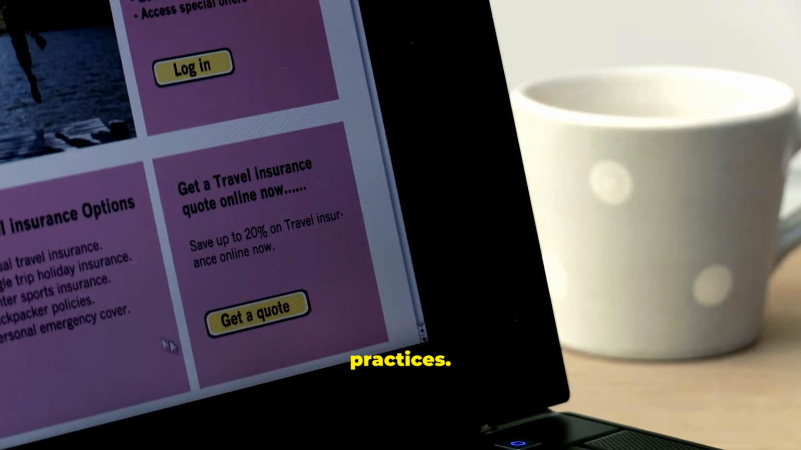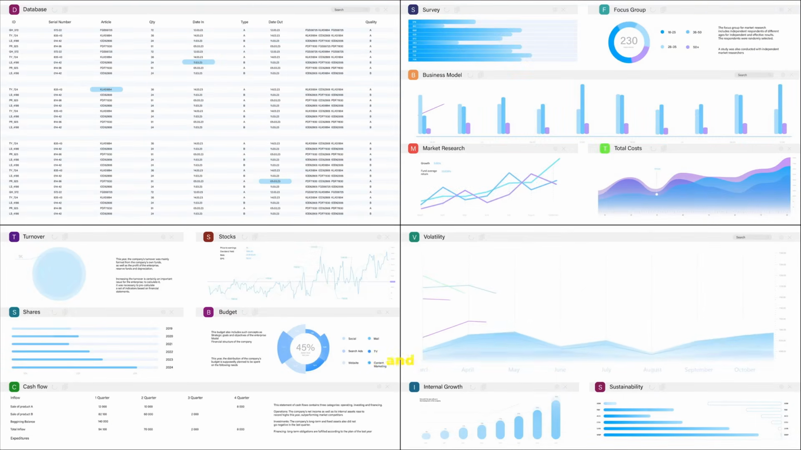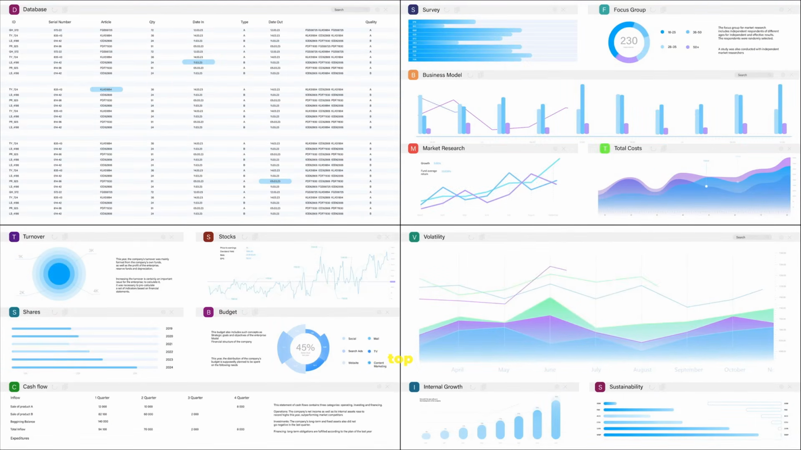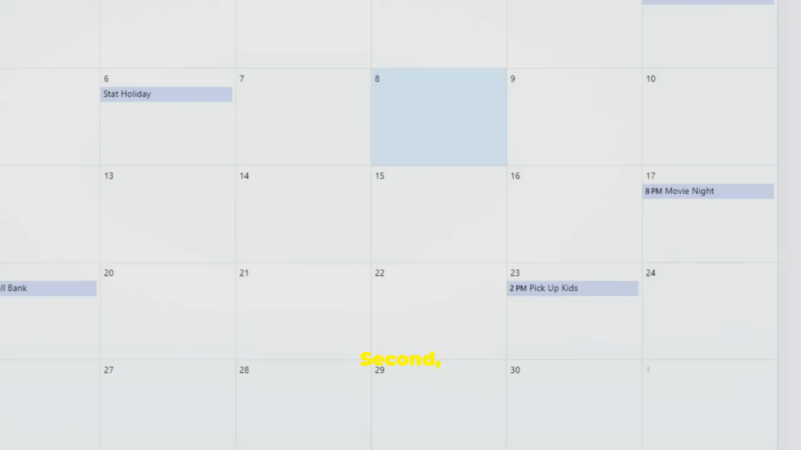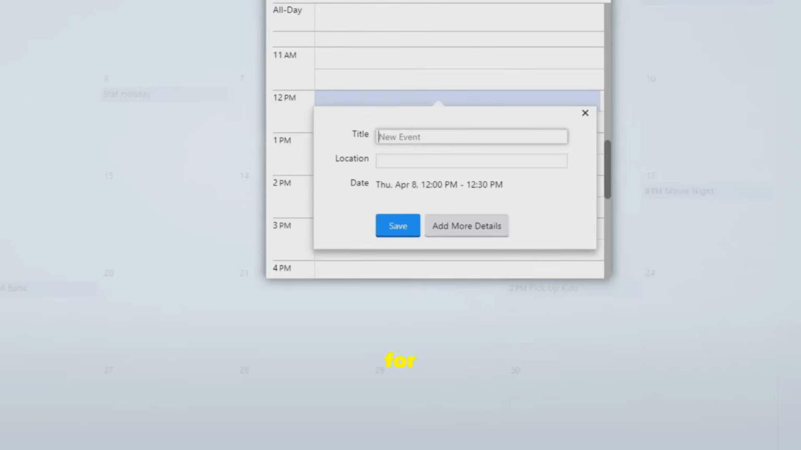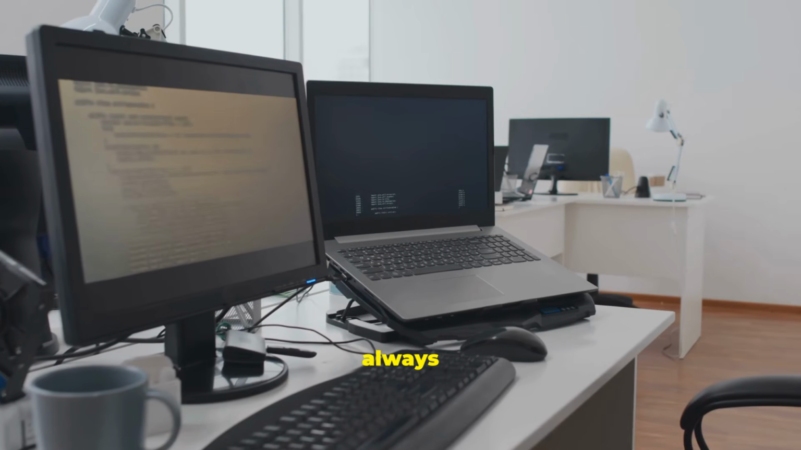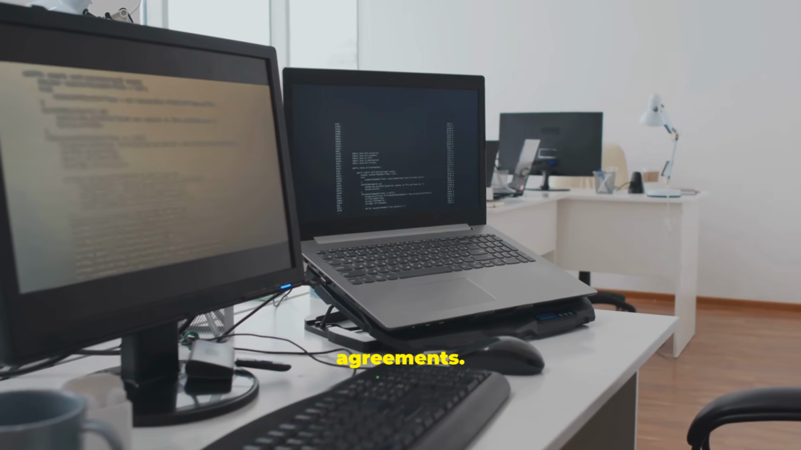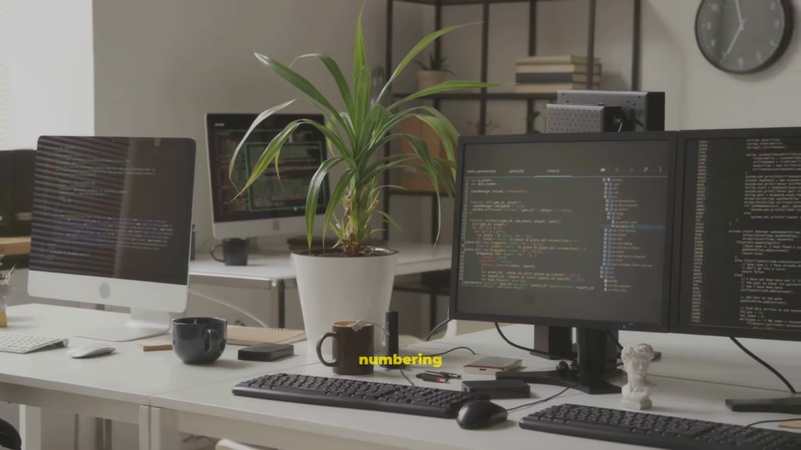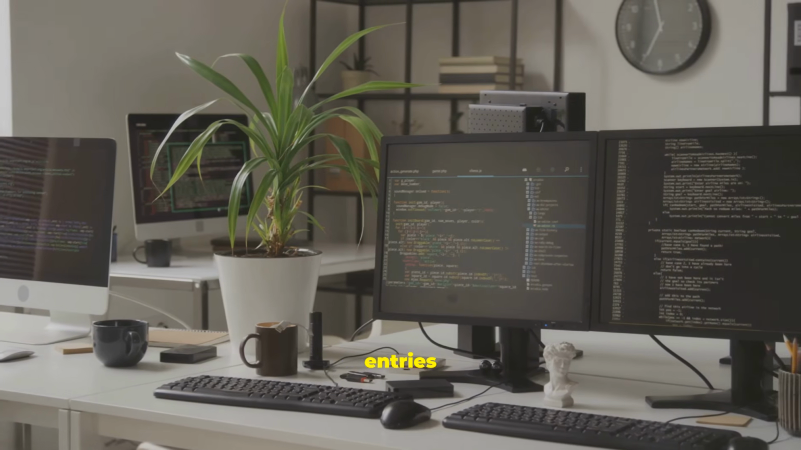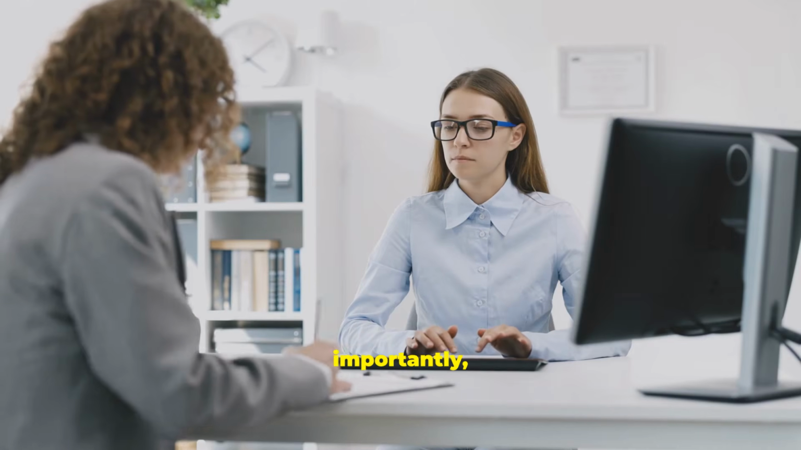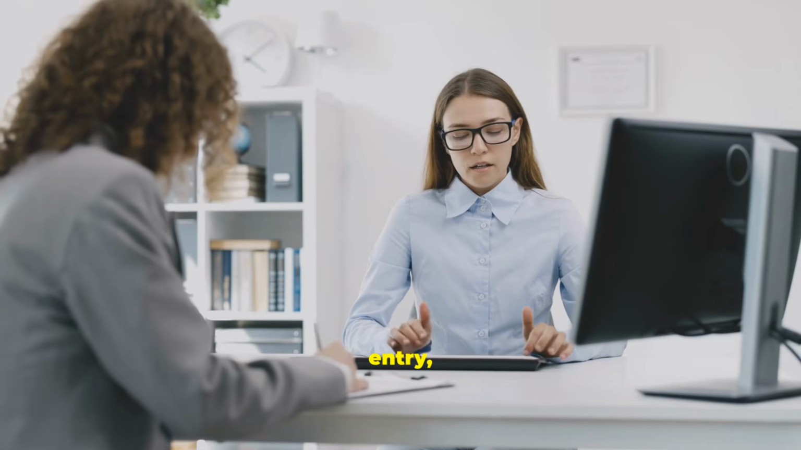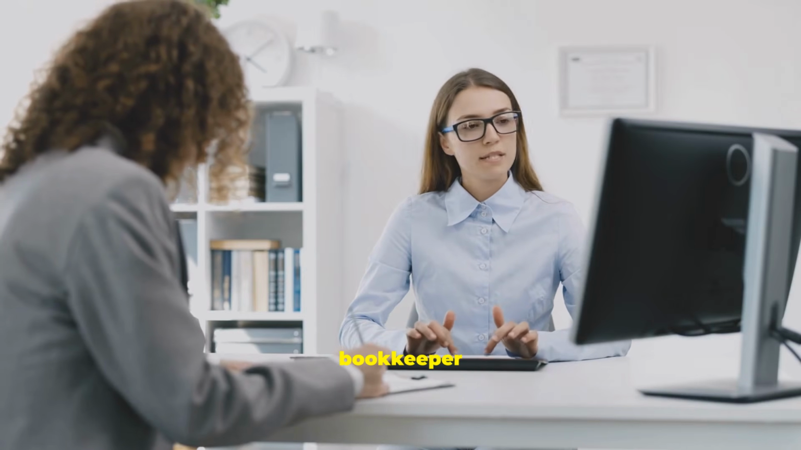To ensure your journal entries are accurate and useful, follow a few best practices. First, always use a clear and descriptive memo in the main description field at the top of the entry. This should explain the overall purpose of the entry. Second, add specific details in the description column for each line item. Third, always attach source documents if possible: receipts, bank statements, loan agreements. Fourth, use a consistent numbering system. Your own format can make entries easier to track. Fifth, and most importantly, if you are ever unsure about an entry, do not guess. Ask your bookkeeper or accountant.